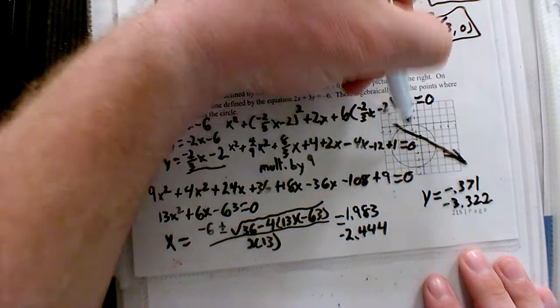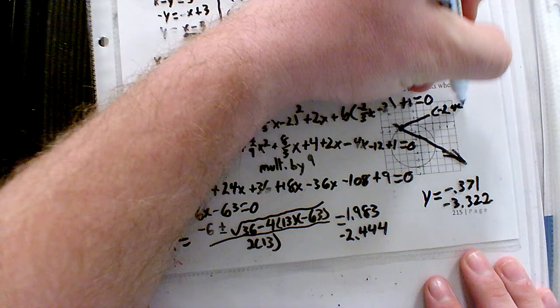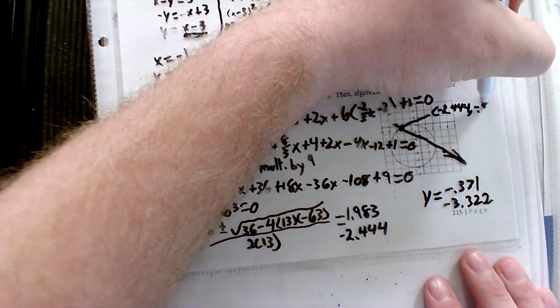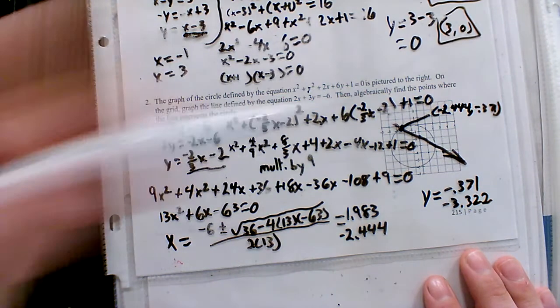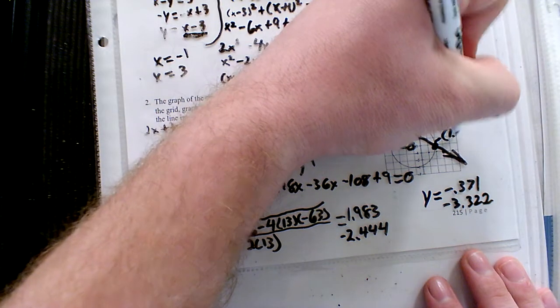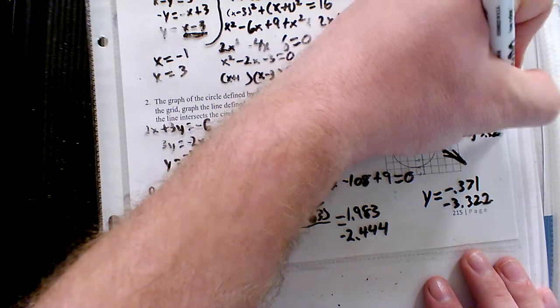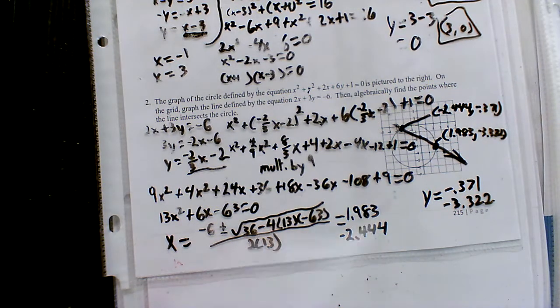Again, then you could list your 2 points. So this point up here where it crosses would be negative 2.444, comma, negative 0.371. That's for that first point right there. And this point would be 1.983, comma, negative 3.322. So we found the 2 points. Before we move on to a similar problem but different result, do we understand this result?